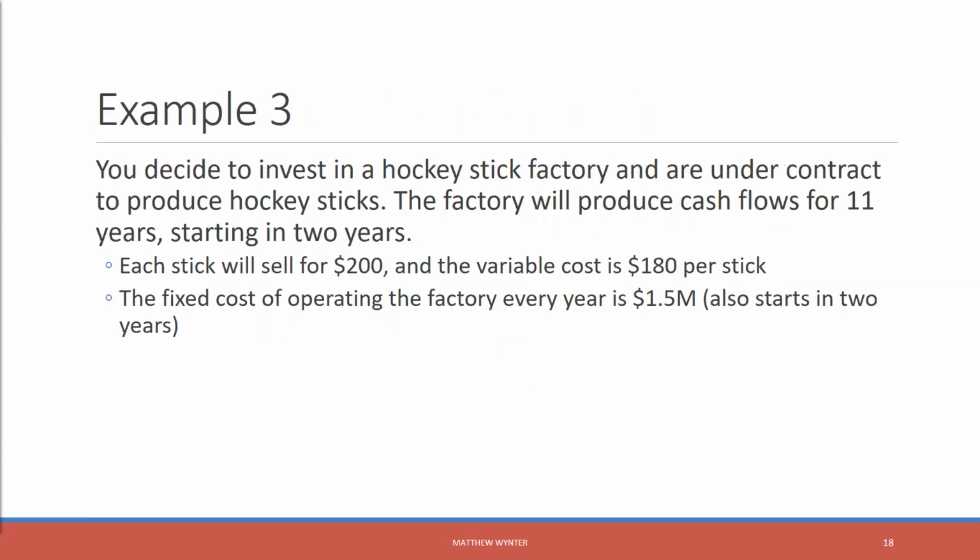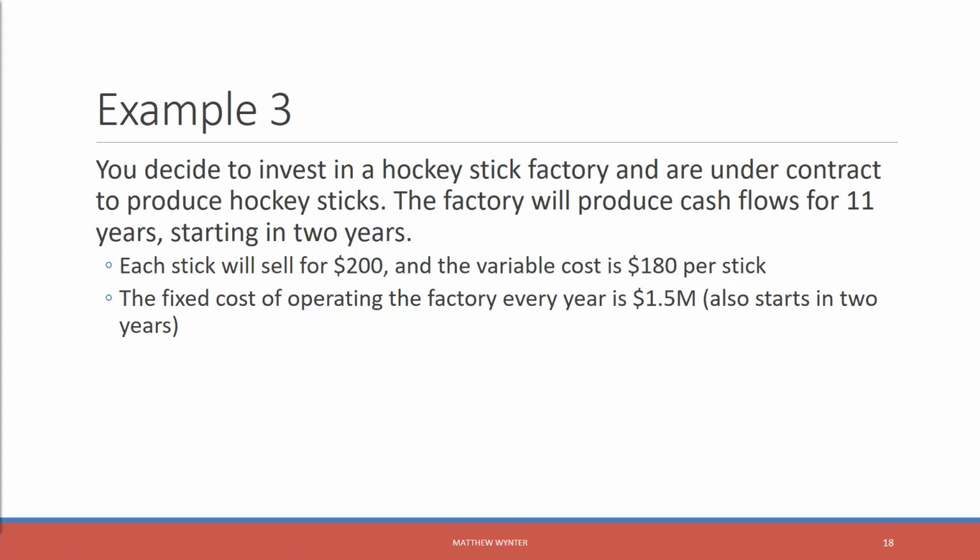So example 3, you decide to invest in a hockey stick factory and are under contract to produce hockey sticks. The factory will produce cash flows for 11 years, starting in 2 years. Each stick will sell for 200 and has a variable cost of 180 per stick. The fixed cost of operating the factory every year is 1.5 million. That also starts in 2 years.